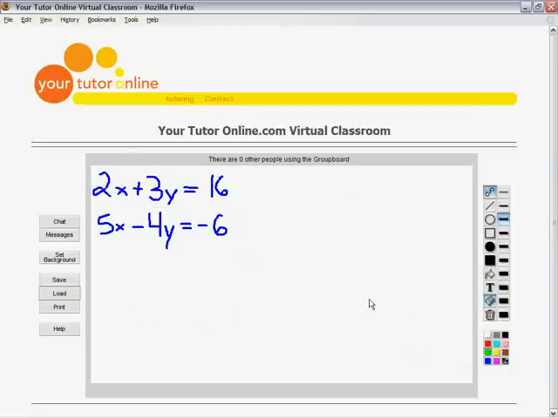For our last example, we'll see that sometimes you have to multiply both equations by a factor in order to get something to cancel out. Here, none of the coefficients are multiples of the other. We need to multiply both equations in order to match up any of the coefficients. I'm going to try to eliminate the x, and in order to do that, I'll multiply the 2x by 5 and the 5x by negative 2 to get a 10 and a negative 10 to cancel out.